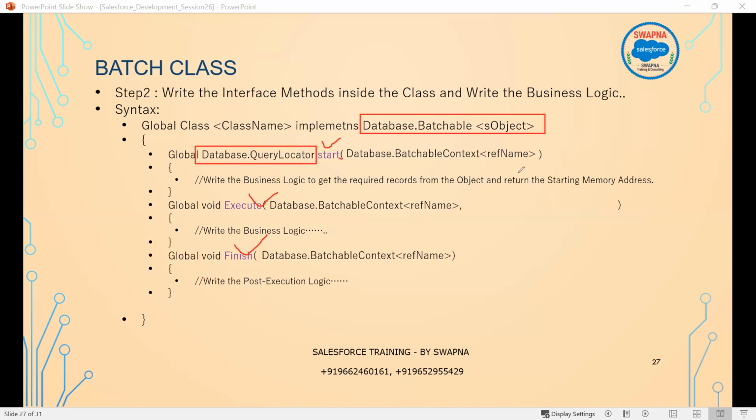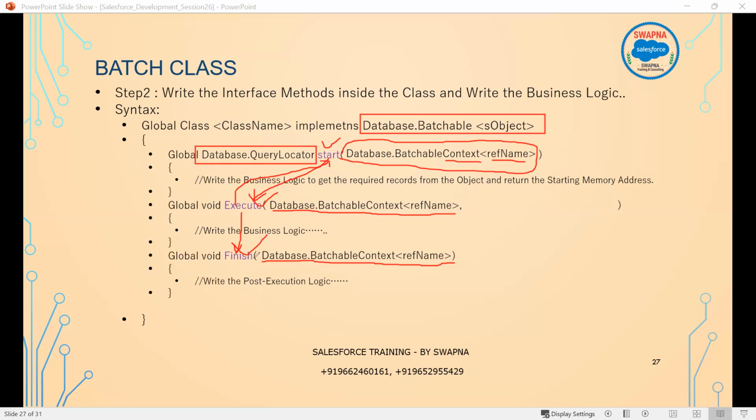If this interface is mentioned in the parameter, then only the start method can communicate to the execute method. Once the execute is done, it can communicate, and once this process is done, execute can communicate to the finish method. So you have to mention Database.BatchableContext. You can give any reference name here. Similarly, mention Database.BatchableContext with a reference name at the execute level and in the finish method. Now all three are connected.